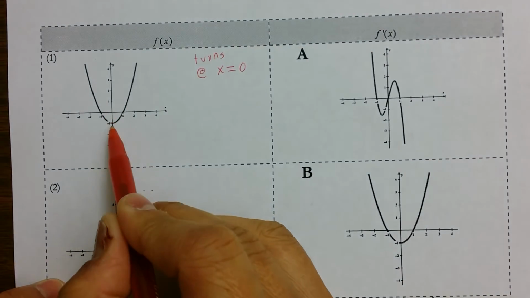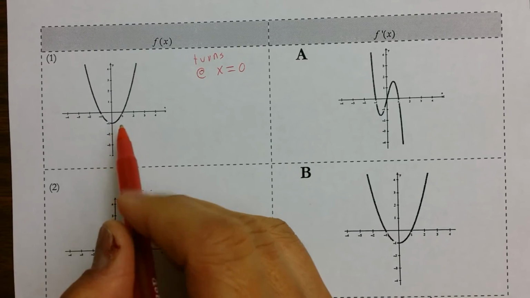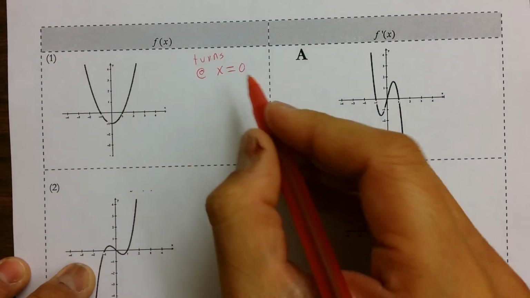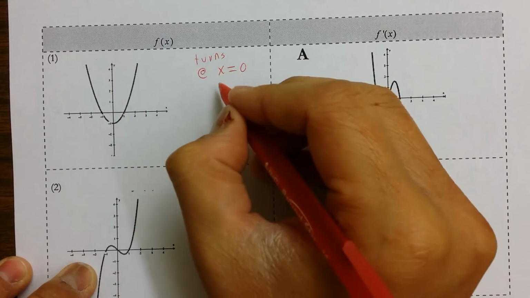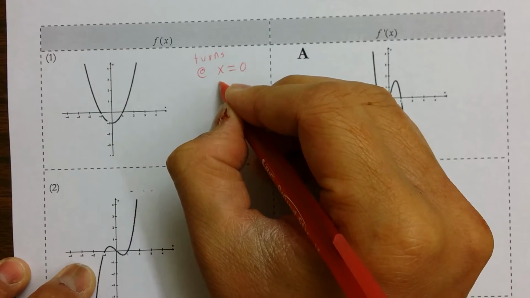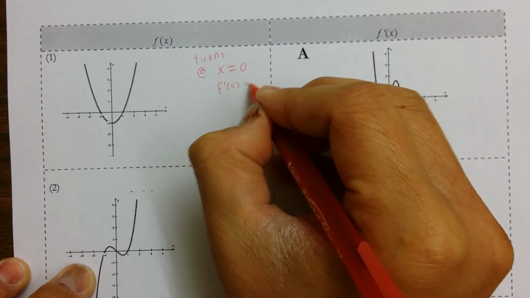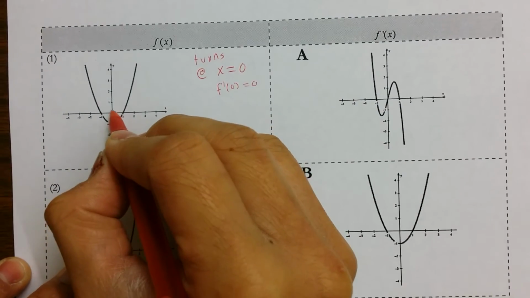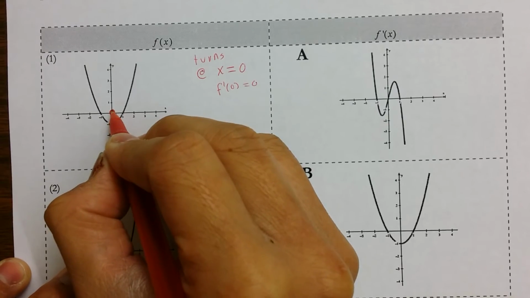This is where the function turns. At x equals 0, the function turns. So I know that the derivative at x equals 0 is 0. So f prime at 0 is 0, because that's where the function turns. So when x equals 0, f prime at 0 is 0. So the derivative will be right there.